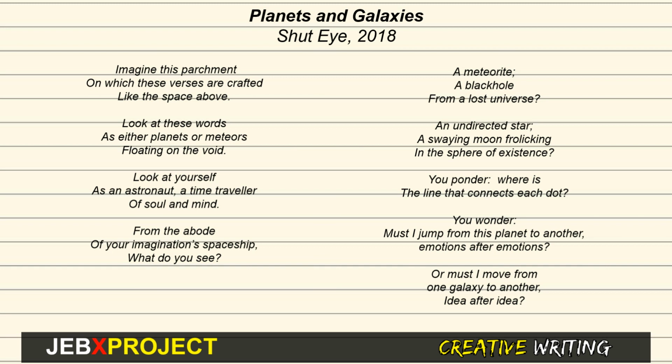Second stanza, look at these words as either planets or meteors floating on the void. Now the things being compared here are your words, and they are compared to planets and meteors. So what does it mean? When we say planets, these are stationary, no?